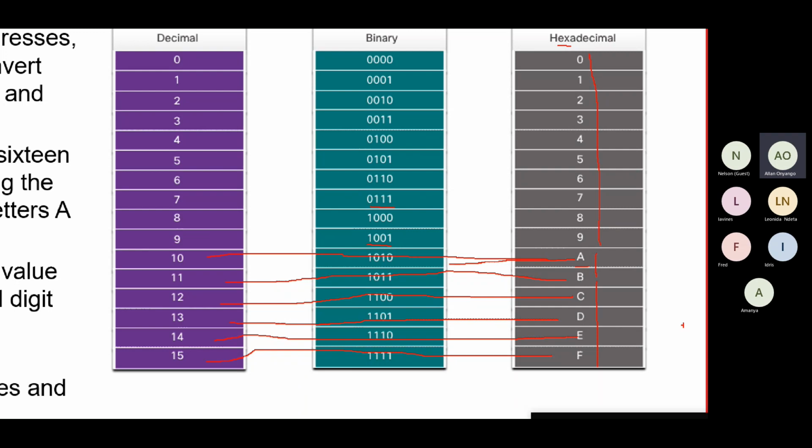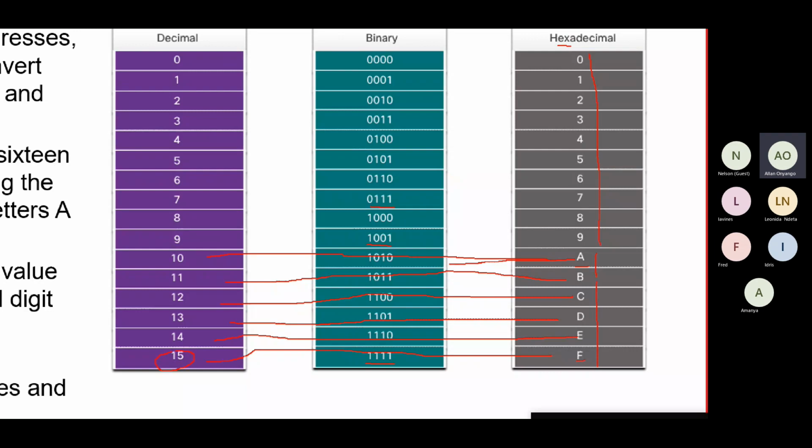The last one is 15. Sorry, F. If I give you F, which is a hexadecimal number, F represents 15. So which numbers do you have to give you 15, guys? 8, 4, 2, 1. Very good. 8, 4, 2, 1, which means 1, 1, 1, 1 will give you F. Very good. You see how working with hexadecimal is easier?